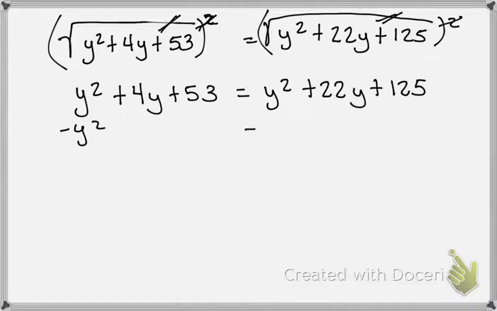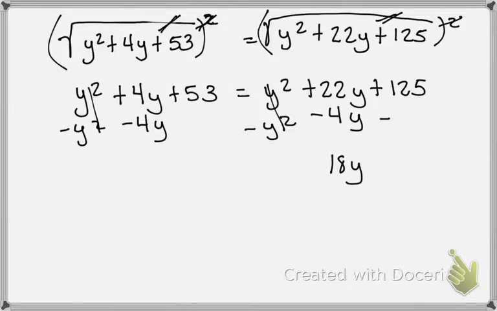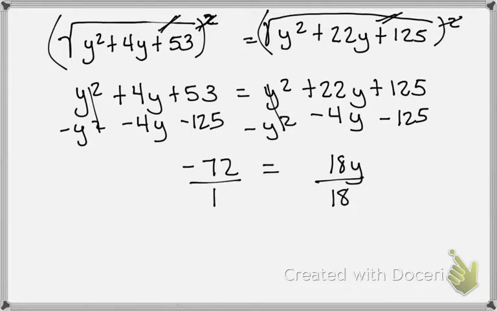Y squared minus Y squared, they cancel. I don't have any more Y squareds. Then I'm going to move this over. 4Y minus 22Y, and I get negative 18Y. Move the 125 over, and negative 125 and a positive 53 gives me negative 72. And then I'm going to solve for Y, and I end up with Y is equal to negative 4. So negative 4 is my answer.